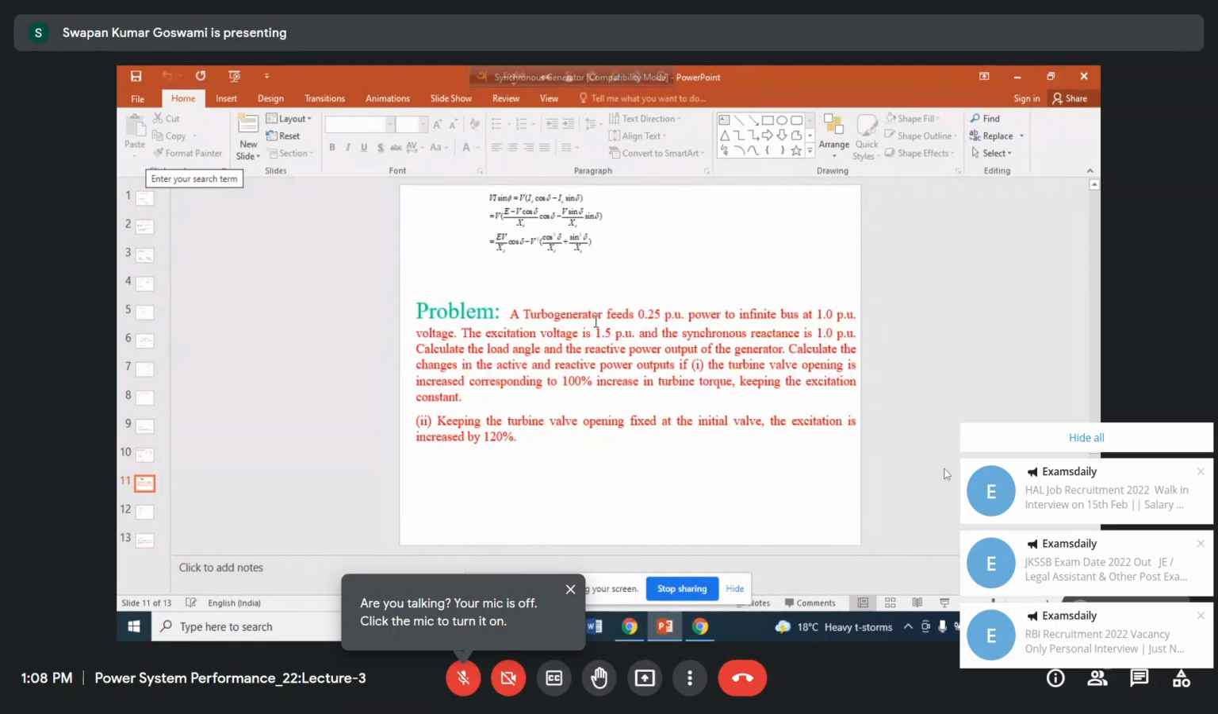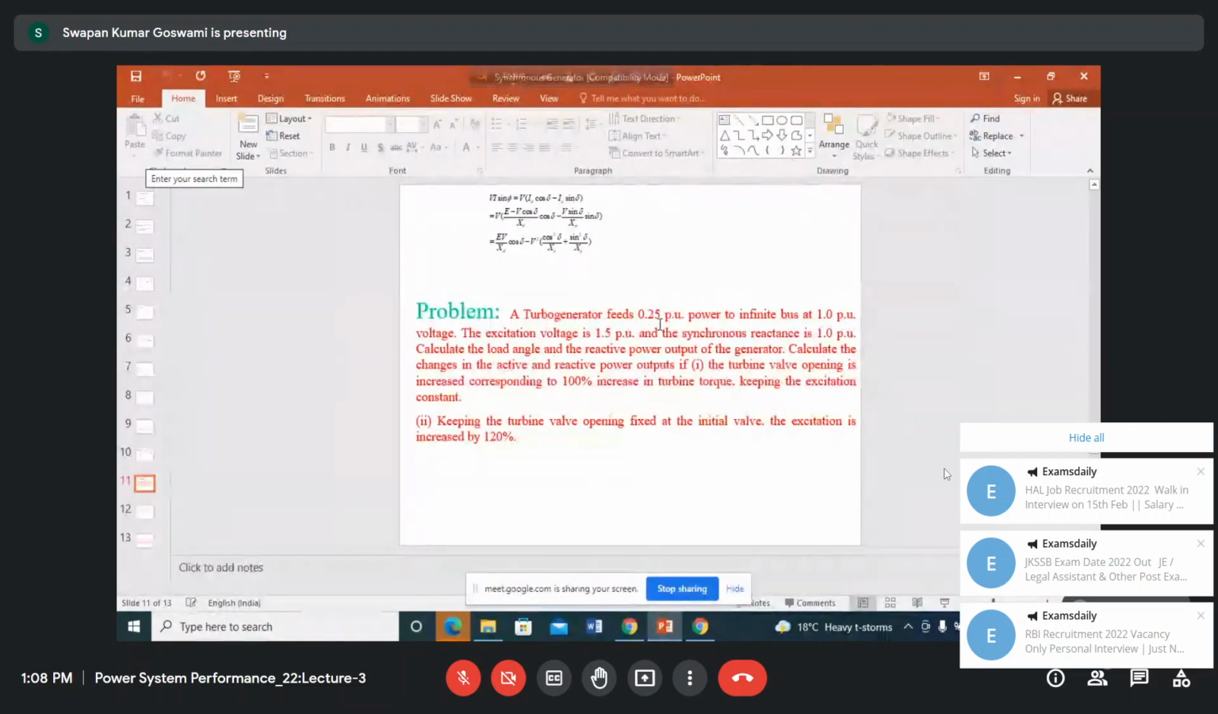So here the turbo generator feeds 0.25 per unit power. That means 25% of its rated capacity, because here 1 per unit power means the rated power of the generator. The generator is connected to infinite bus, and it is delivering 0.25 per unit power. Infinite bus voltage is 1 per unit, means the rated voltage is considered to be 1 per unit in the base bus.